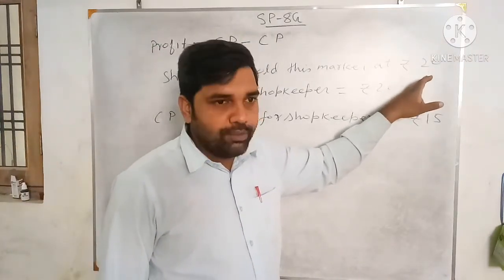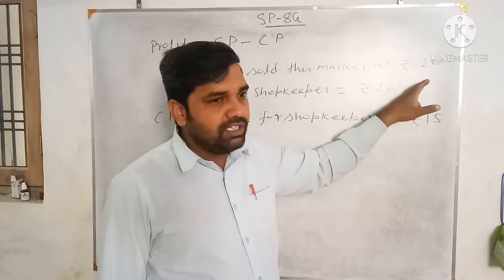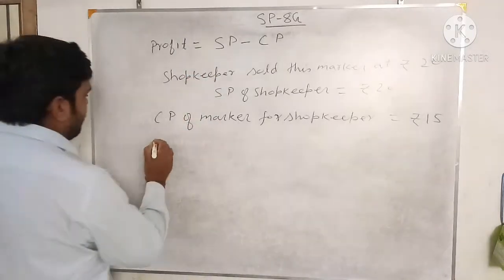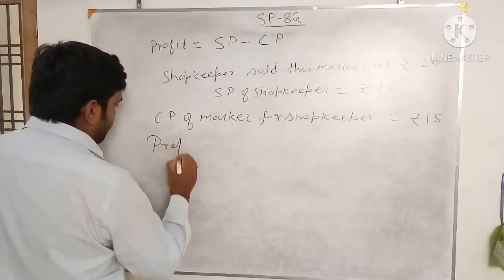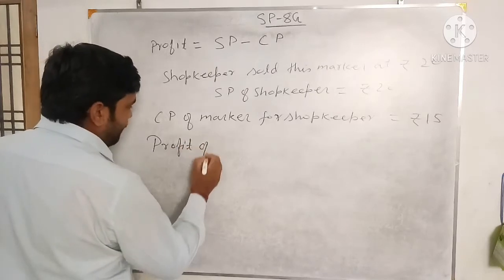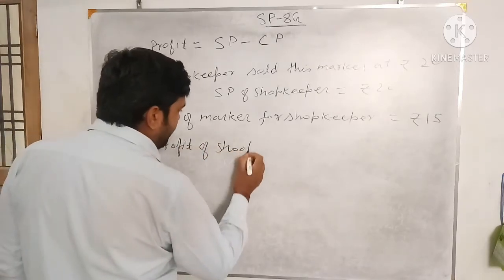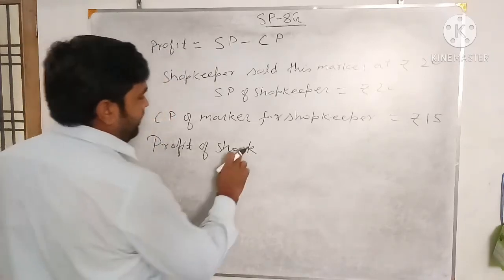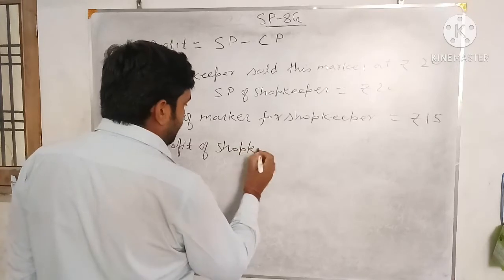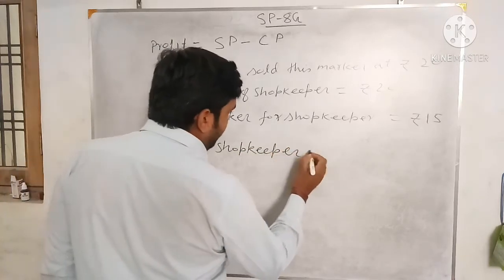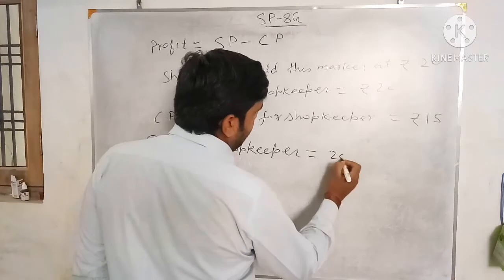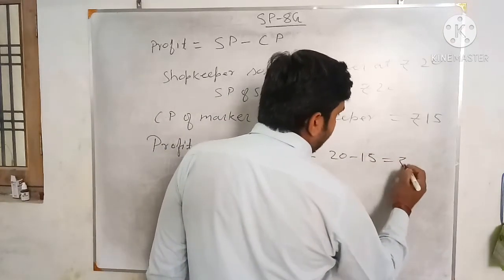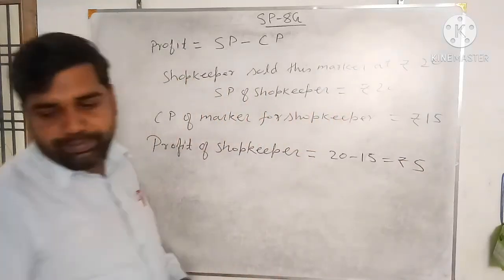So he is taking 5 rupees more. That 5 rupees extra which the shopkeeper is taking is the profit of the shopkeeper. So the profit of the shopkeeper equals SP minus CP, that is 20 minus 15, that is rupees 5. So the shopkeeper earned 5 rupees.